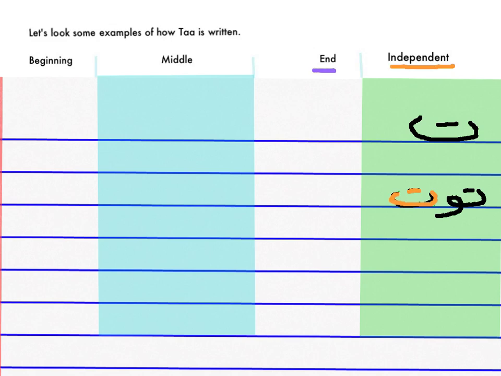When we write Ta at the end of the word, it often attaches itself to the letter before, like this. Notice that this area here is the tail that we use to connect it to the letter before. A good example is the word bint, which means girl. Notice that when Ta is at the end of the word, it can also be written independently, as in mat, which means dead.